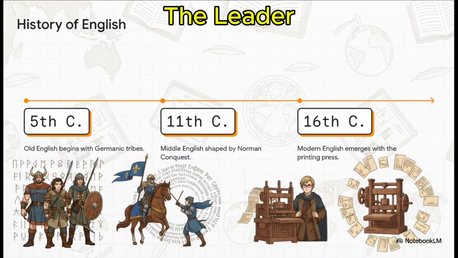Wild, right? Then jump to the 11th century. The Norman conquest happens, bringing this massive wave of French vocabulary that just blends right in to create Middle English. Finally, by the 16th century, the invention of the printing press locks down the spelling and grammar rules, officially kicking off the modern English we use today.